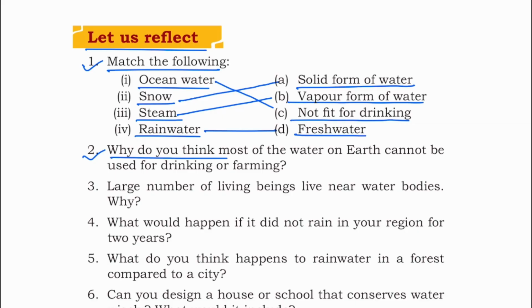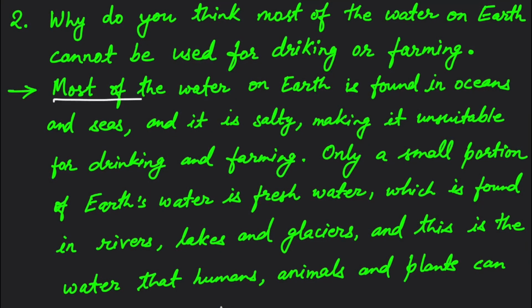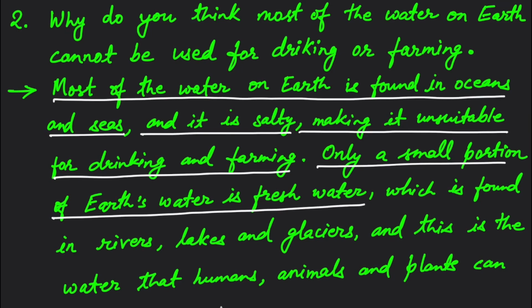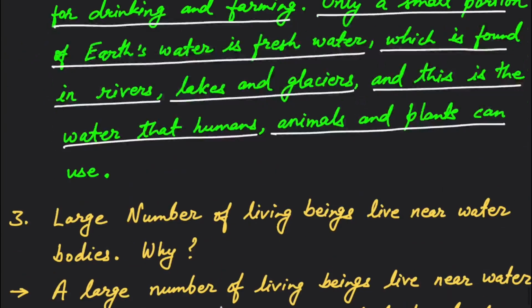2. Why do you think most of the water on earth cannot be used for drinking or farming? Most of the water on earth is found in oceans and seas, and it is salty, making it unsuitable for drinking and farming. Only a small portion of Earth's water is fresh water, which is found in rivers, lakes, and glaciers, and this is the water that humans, animals, and plants can use.